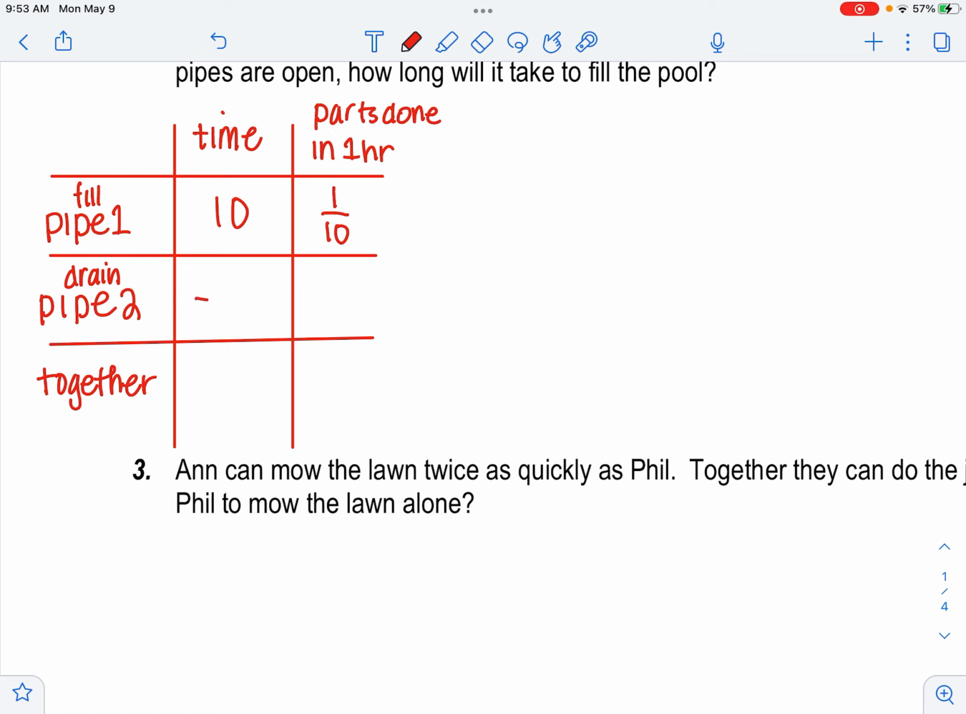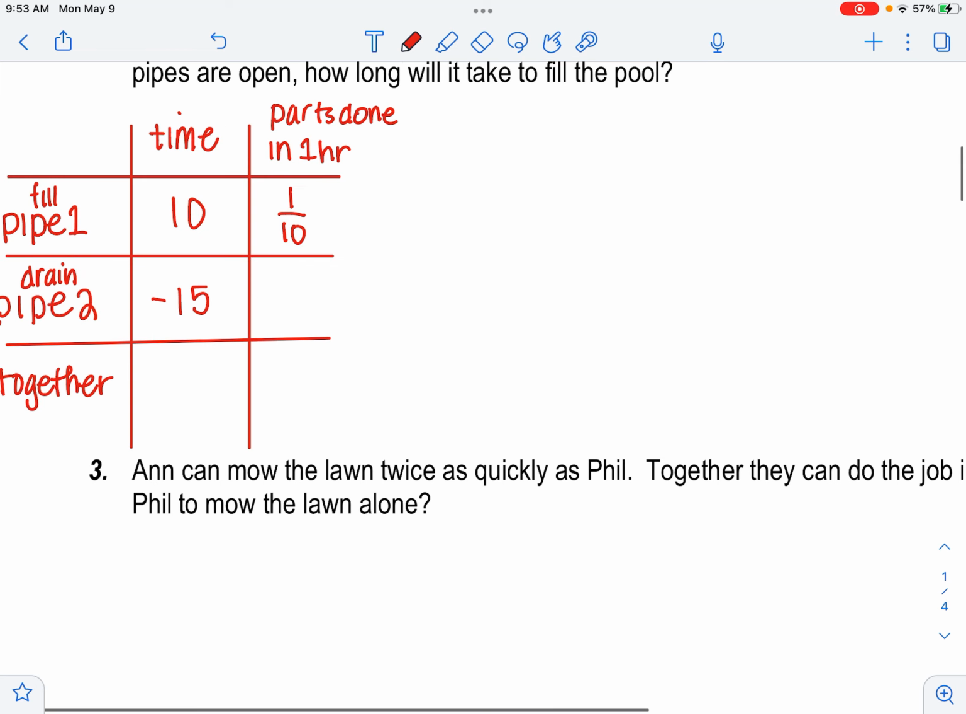So since we're draining, that means it's losing water, right? So it says -15 because we're looking for time it takes to fill, right? So it'd have to be negative, the opposite of that. So parts done in 1 hour. So by draining it, it's going to lose 1/15 of the pool water. Together, we don't know how long that's going to take. And once again, that's 1 over x. All right, so now we can write an equation and solve it.